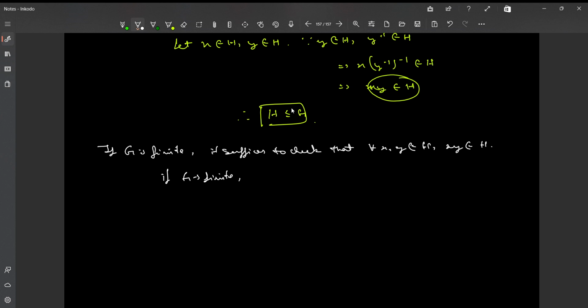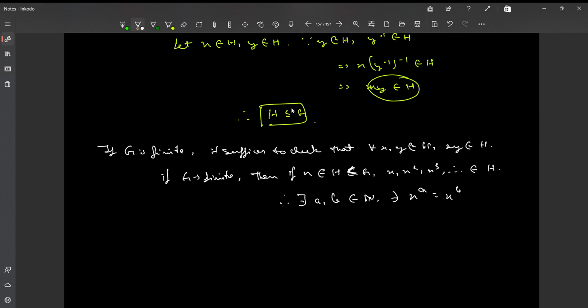The claim is very obvious that if G is finite, and x is in H, where H is a subgroup of G, then x squared, x cubed are all in H, right? So if they're all in H and H is finite, there should exist positive integers a, b such that x to the power a equals x to the power b. Because if not, then the powers of x will continue to increase and H will eventually become an infinite set, because it will contain infinite powers of x. So the powers of x must coincide at some point.